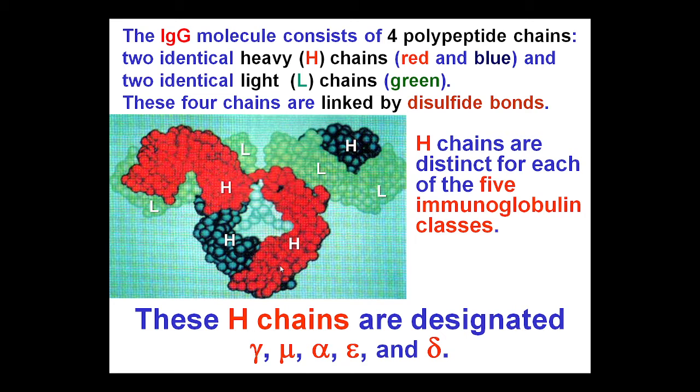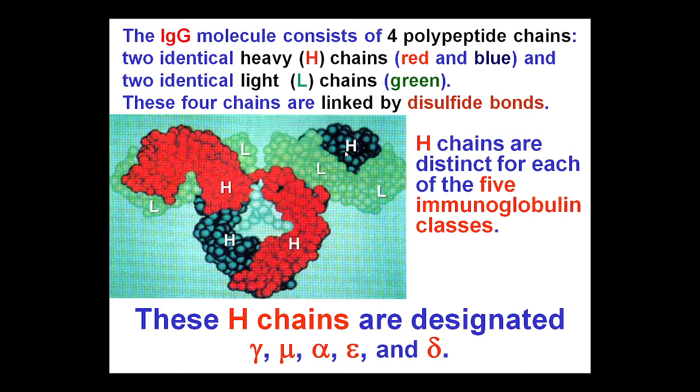Gamma chains, red and black, are present in immunoglobulin G. Mu chains in immunoglobulin M. Alpha chains in immunoglobulin A. Epsilon chain in immunoglobulin E. Delta chain in immunoglobulin D. It means the subclass and type of antibodies depends on the unique structure of the heavy chains.